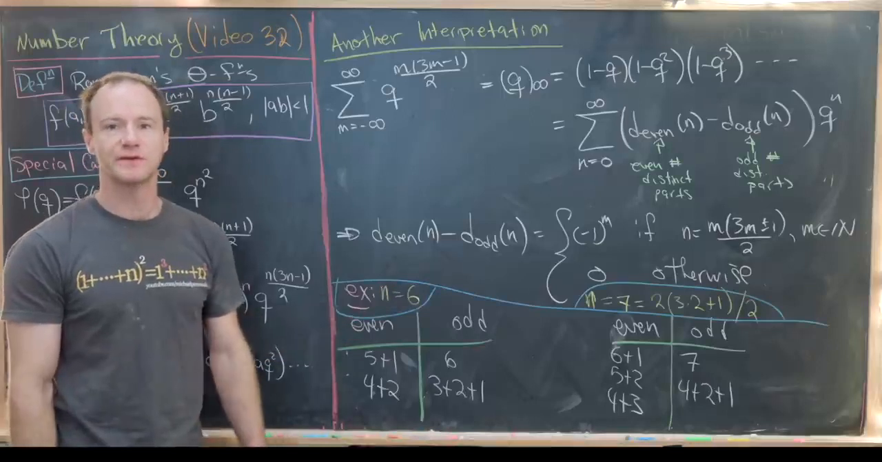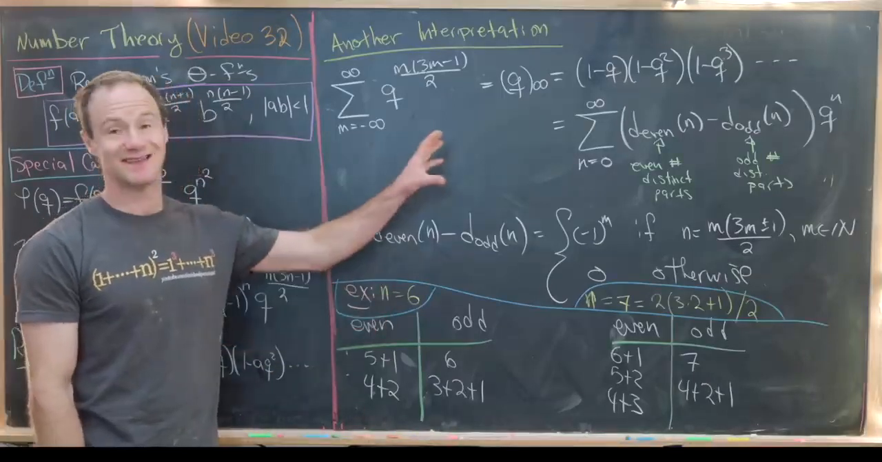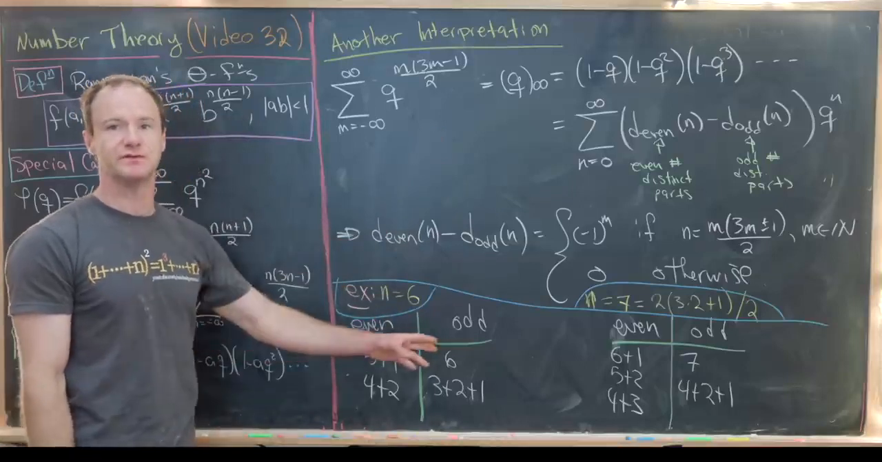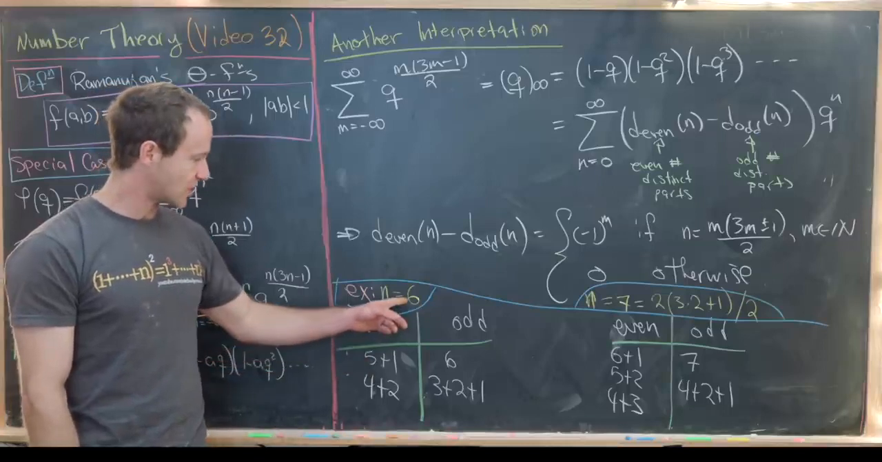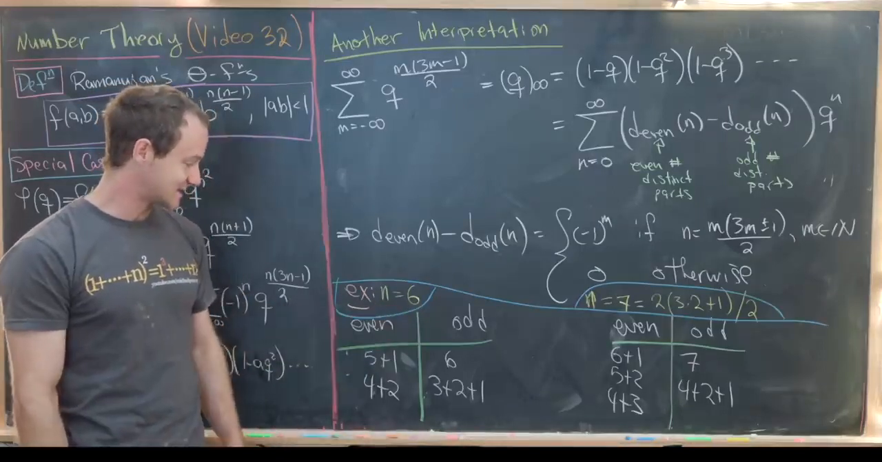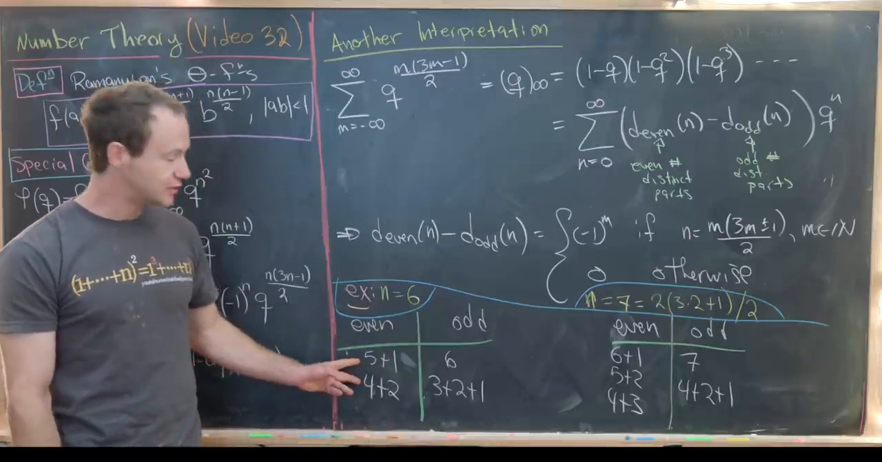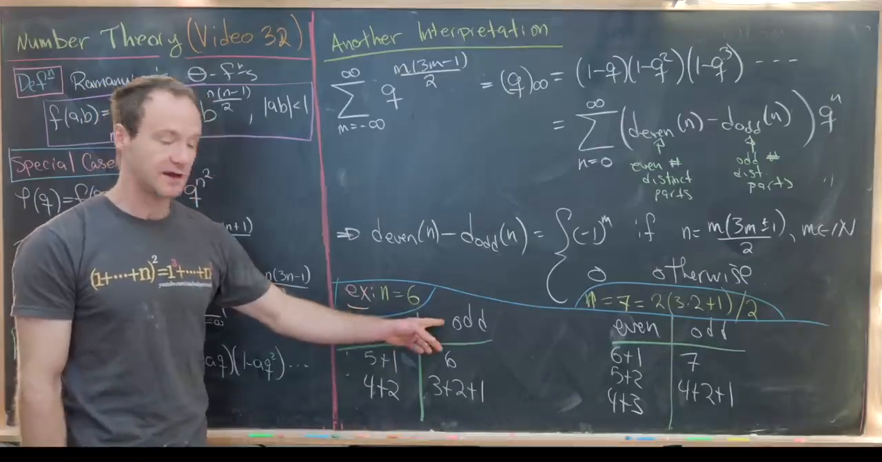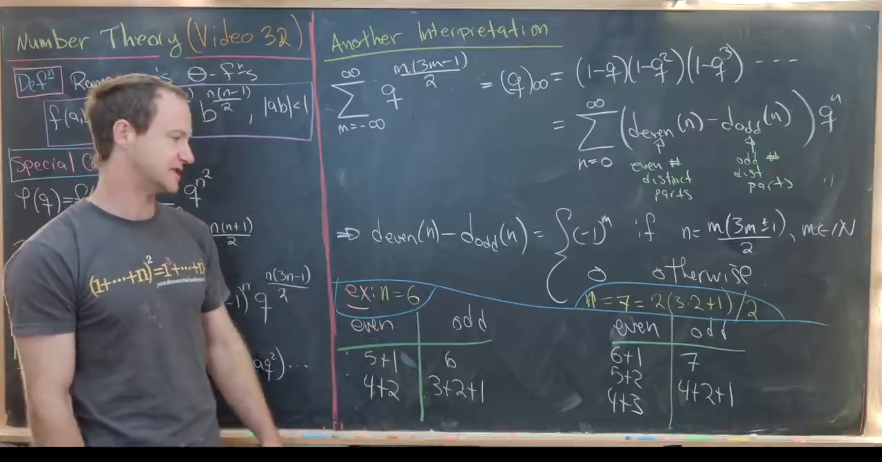Okay, so here are two examples to finish this video off. That's if n equals 6, which is not a pentagonal number. So these two numbers of partitions should be the same, and they are. So notice if we partition 6 into an even number of distinct parts, there are 2 such partitions. An odd number of distinct parts, there are 2 such partitions. 2 minus 2 is 0.